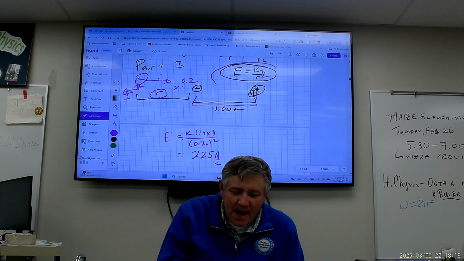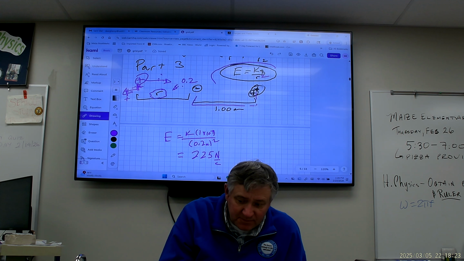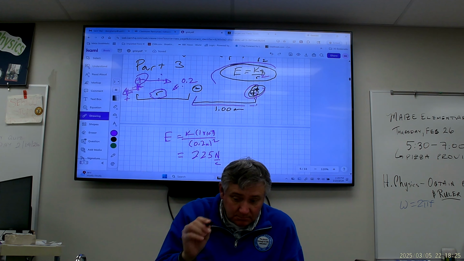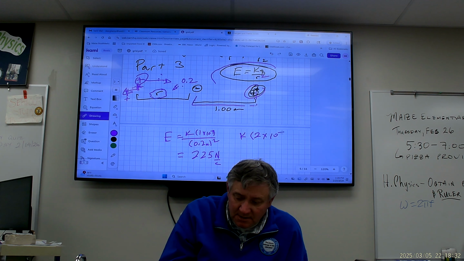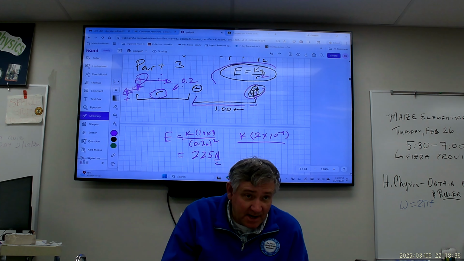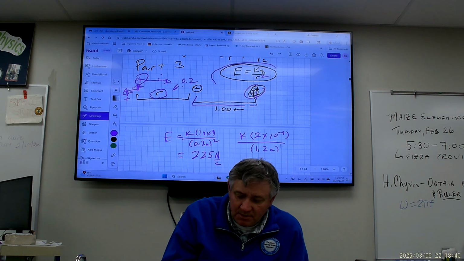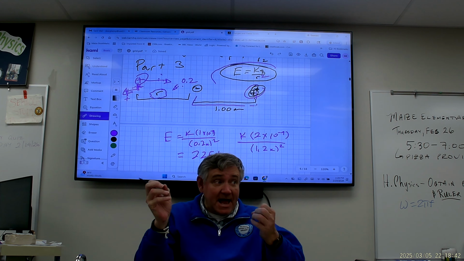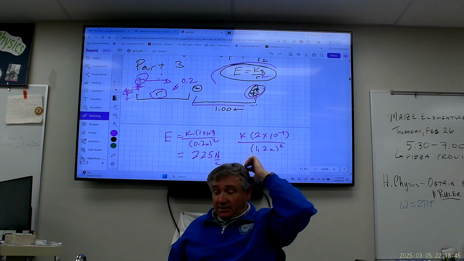Now, how are you going to find the electric field from the two positive charges? That's going to be K, and then 2 times 10 to the negative 9. But what distance are you going to have? 1.2 squared, right? Because you got to add the 1 meter to it, okay? You got to add the 1 meter to it.